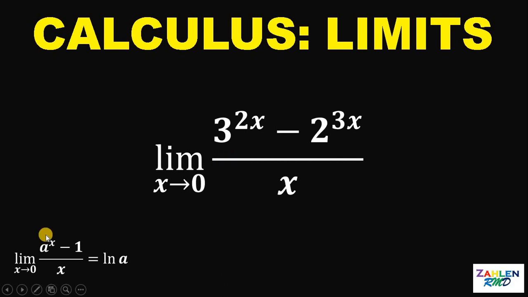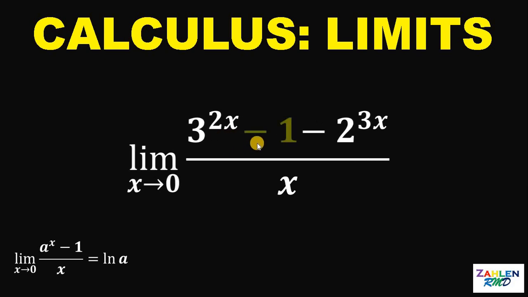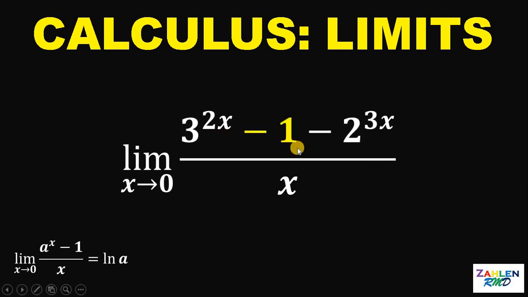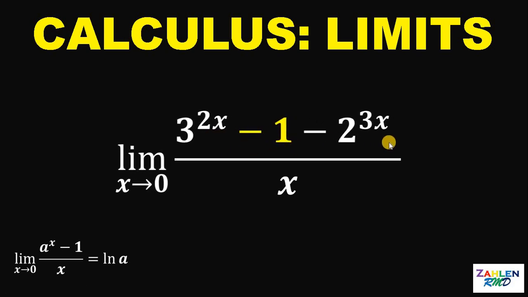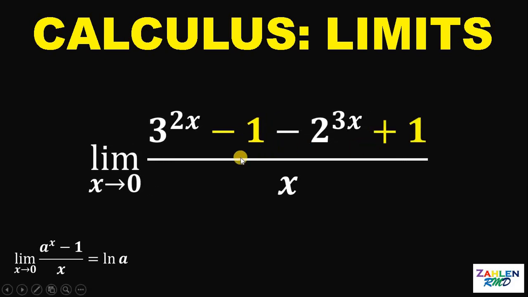Now, on this numerator, we need minus 1. So, let's subtract 1 from 3 raised to 2x, like this. Now, since we subtract 1, to make it balance, let's add 1. So, minus 1 plus 1 is just 0.